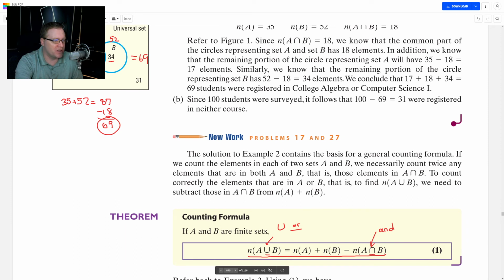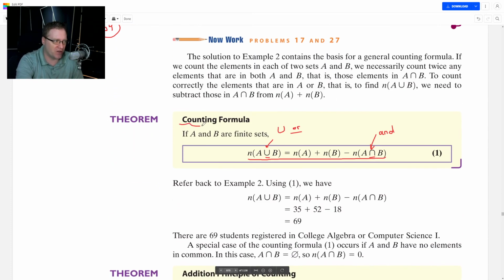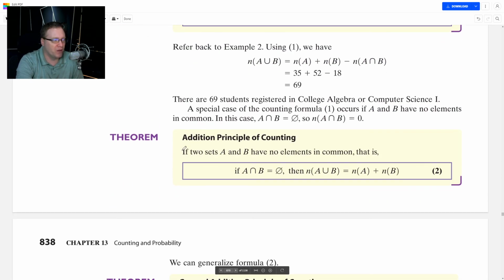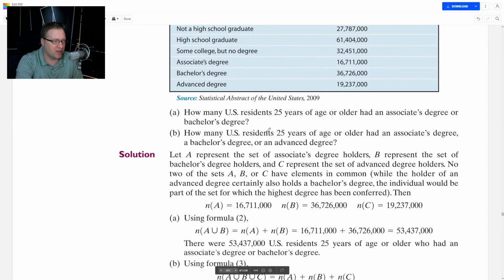So what this is just saying is that if we want to count all of these things, the way we do it is the number of things in A plus the number of things in B, and then we subtract the number of things that are in both of them, which is the and thing. So that's going to be 35 plus 52 minus 18, and that's going to give us our final answer. That's called the counting formula. We'll talk about that a little bit more. All right, we'll move down here.